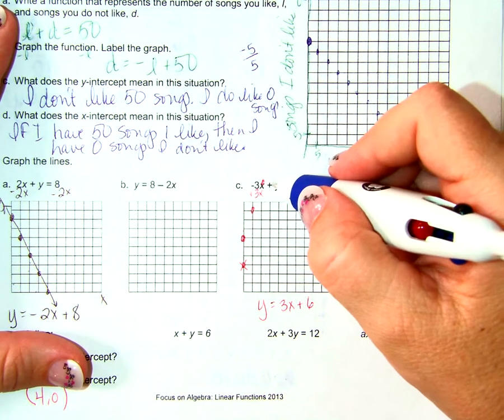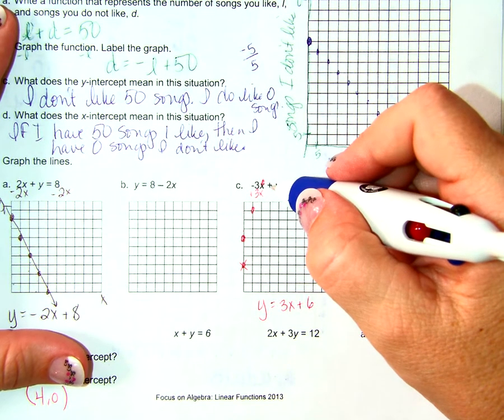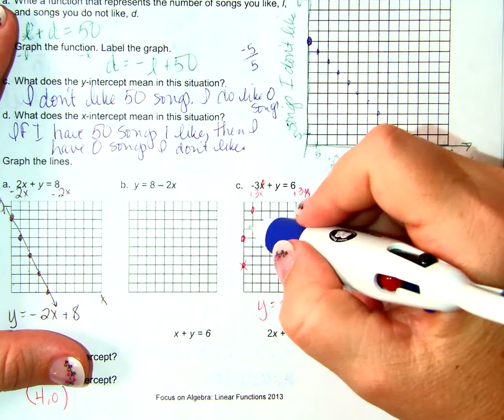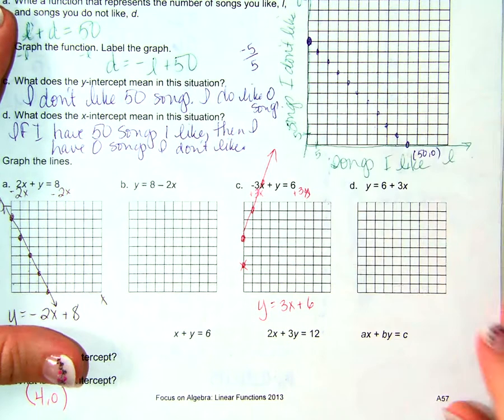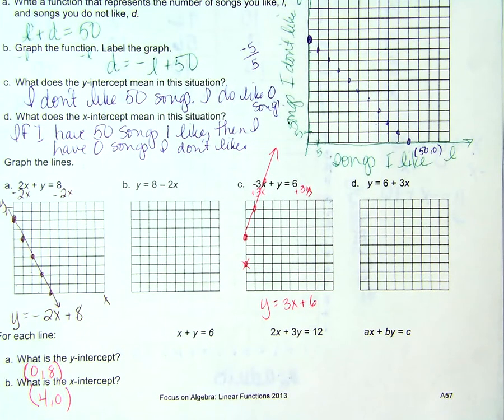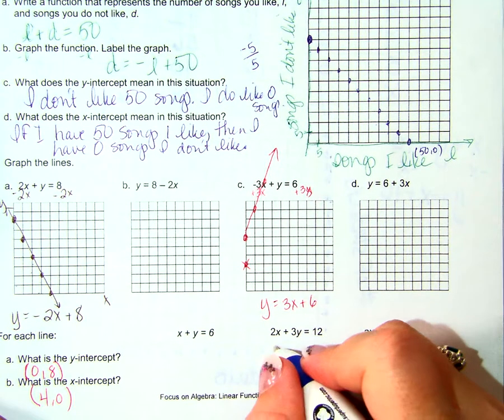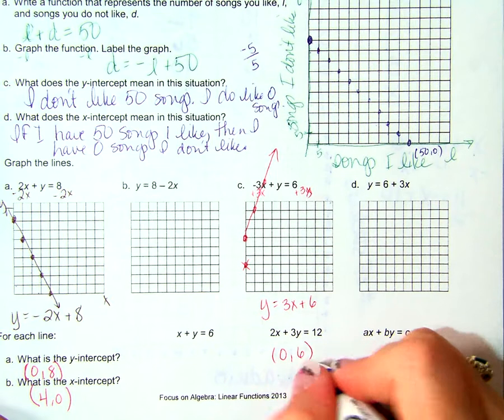Can I connect these dots? Why? Because I was given an equation, right? What is my y-intercept? 0, 6.